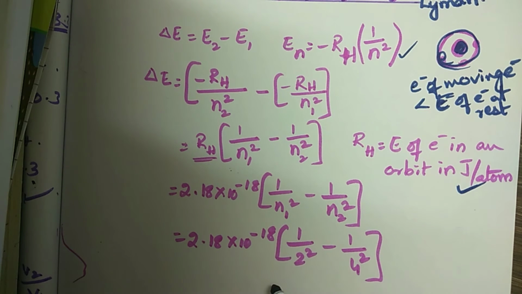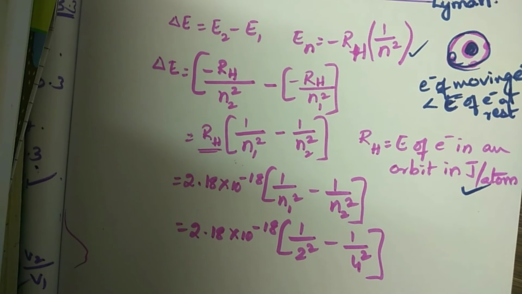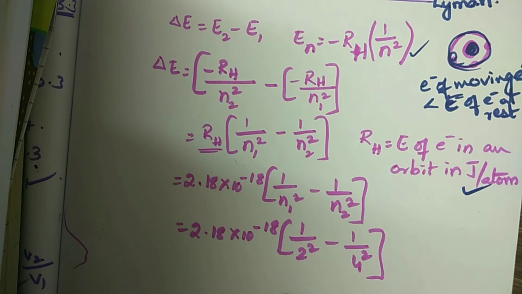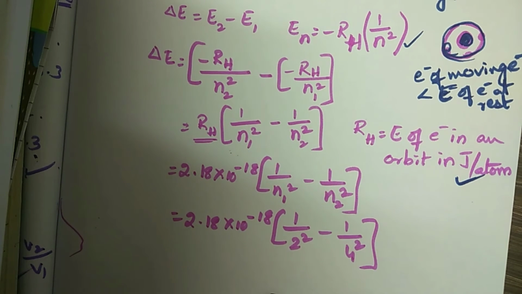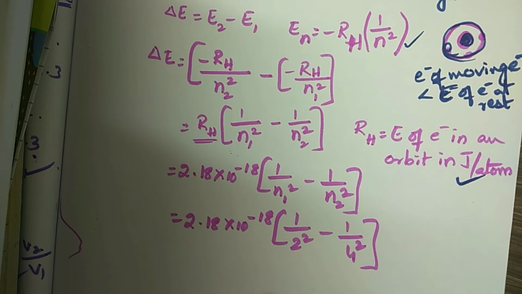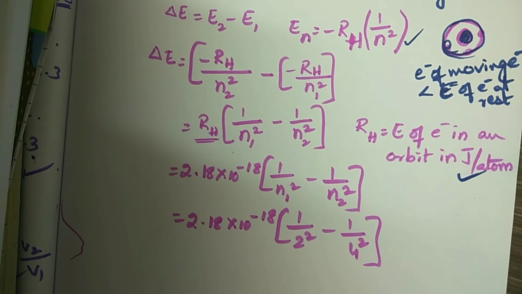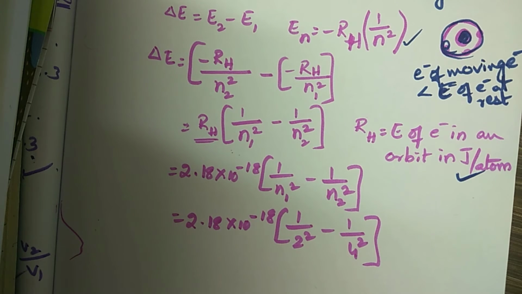On solving this, we will get the difference of energy between the two energy levels. This much amount of energy is emitted as a photon, which is observed as a line in the emission spectrum of hydrogen atom. Right, students? We will discuss some of the problems now.